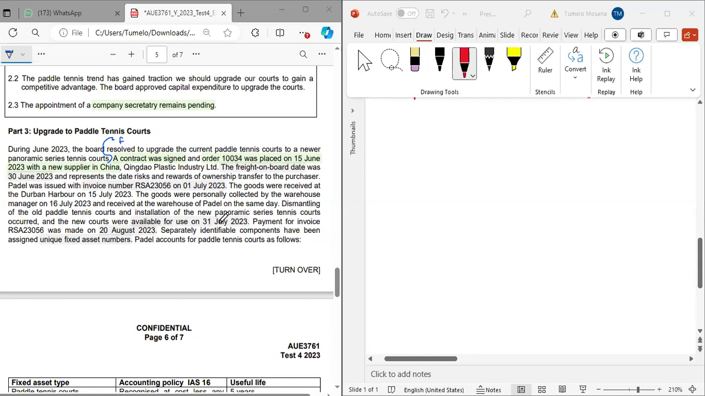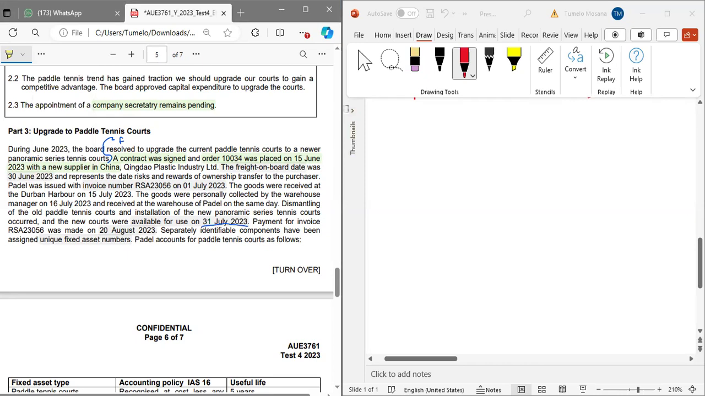So this would be basically the date that you can start depreciating this new cost if you actually get it from an accounting perspective, right? Payment for the invoice RSA 230556 was made on the 20th of August. So the fact that you made payment after we have acquired this new tennis court does not impact that this tennis court has to be recognized in our financial statements on the 31st of July 2023, right?